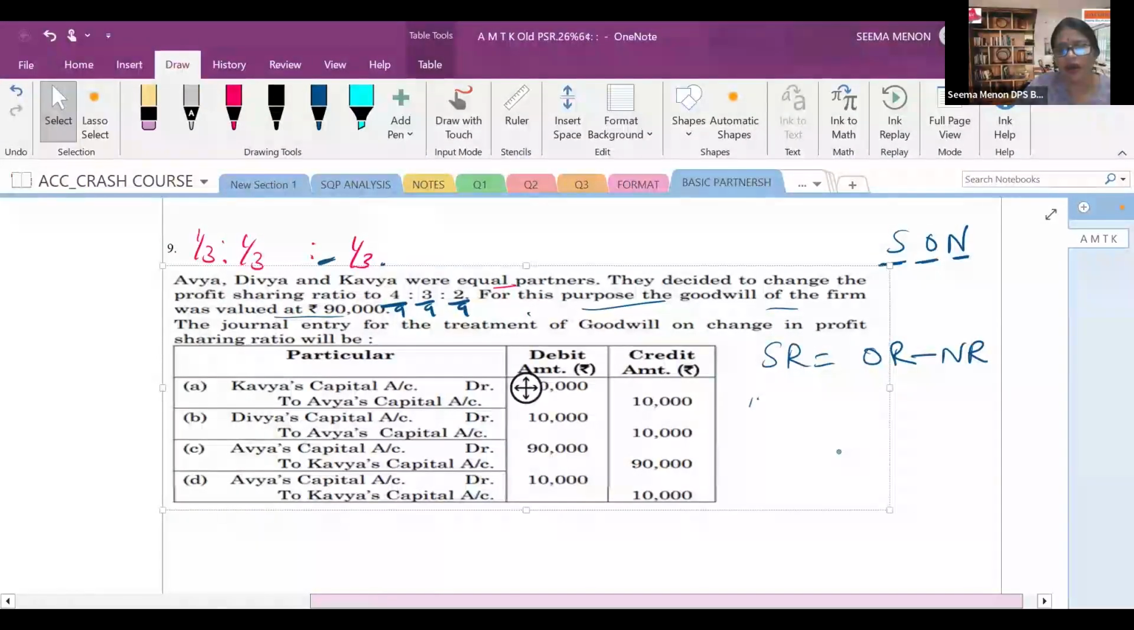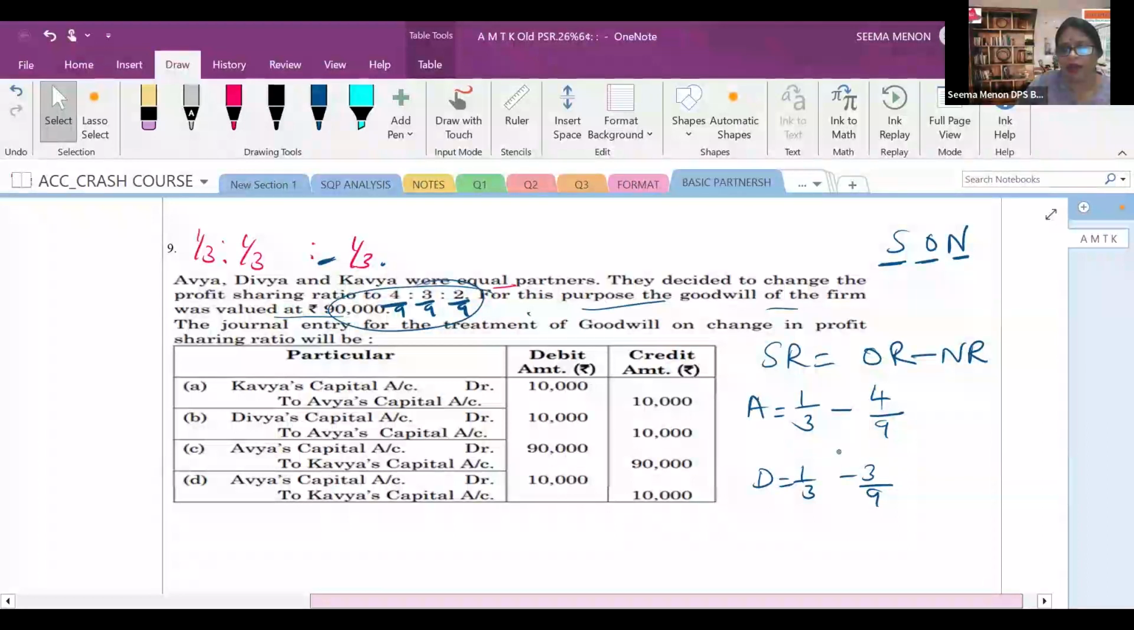First one is who? The Avya. Avya के लिए क्या sacrificing ratio? Avya का old ratio is 1/3 minus the new ratio, which I have written here itself, 4/9. And in the same way D. D का क्या होगा? That is 1/3 minus 3/9. And next one is for K. K के लिए क्या होगा? 1/3 is the old ratio and the new ratio is 2/9.